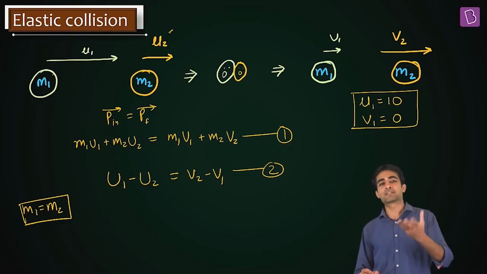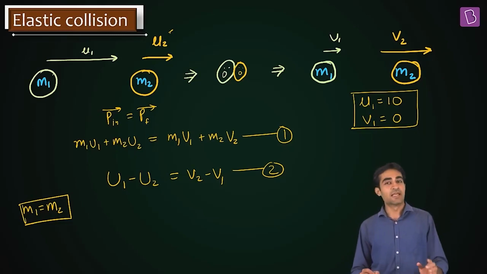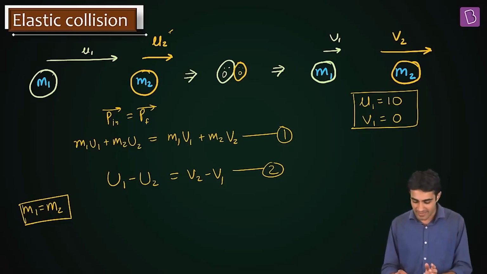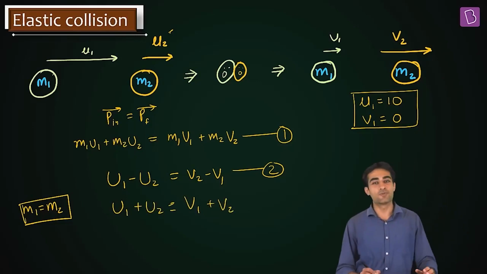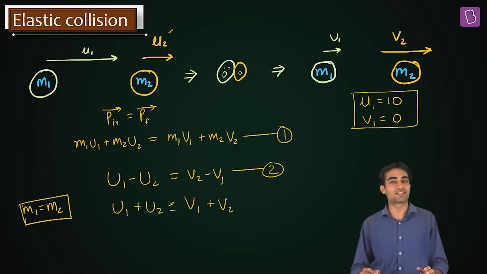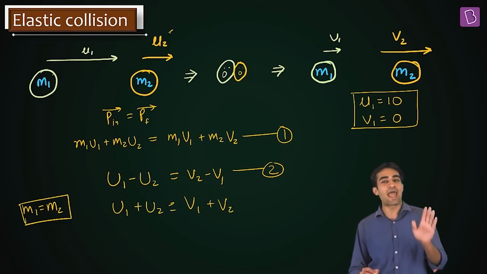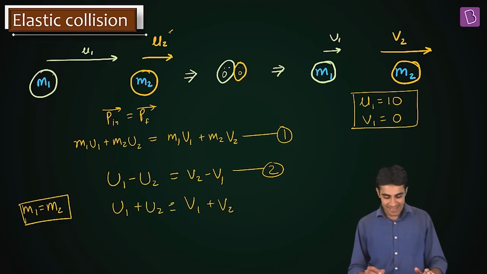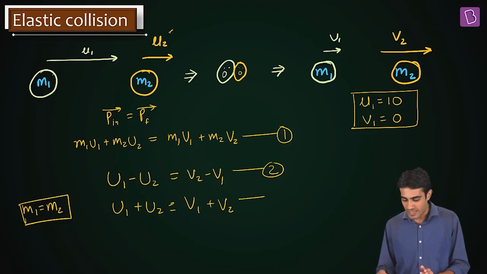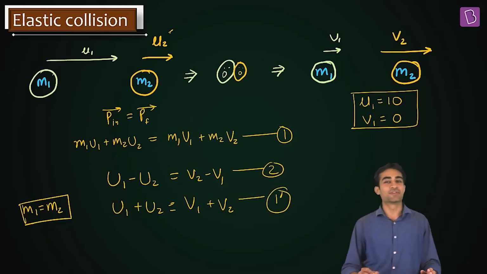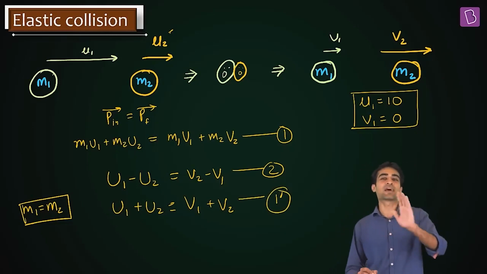What happens when the masses are equal? When the masses are equal, we can convert the equation 1 like this. We can get u1 plus u2 is equal to v1 plus v2. This is from equation 1. How did we get that? Because we have put the masses to be same. Mass cancels out everywhere. Now let's call this equation 1 dash. This is for a special case when the masses are equal.